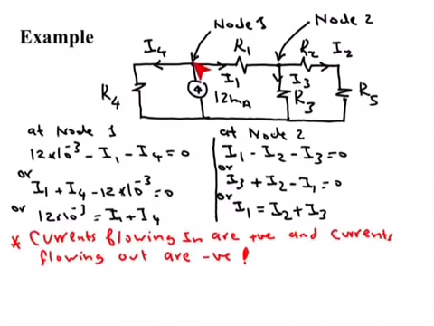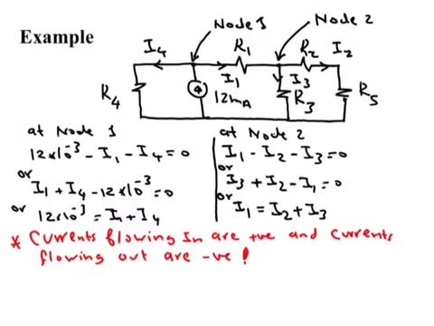I will assume that I1 maybe is flowing to the right, I4 is flowing to the left. And then I start to do my solution. If I get a positive answer for I1, then it's indeed flowing in this direction. If I get a negative answer, this means it's flowing in the opposite direction. The same thing applies for I4. So we give every current a reference.